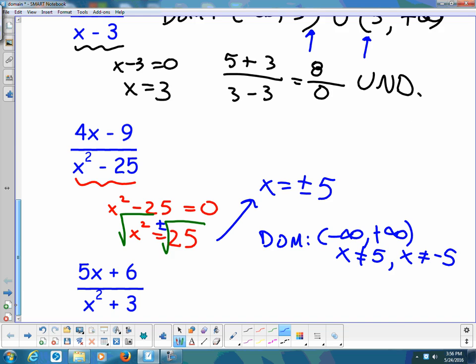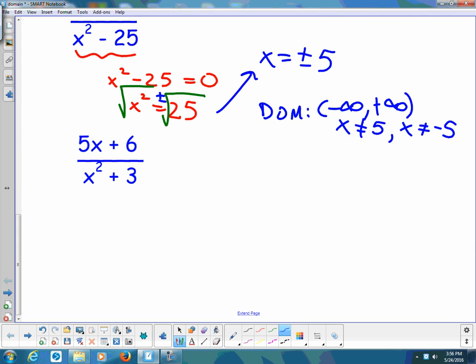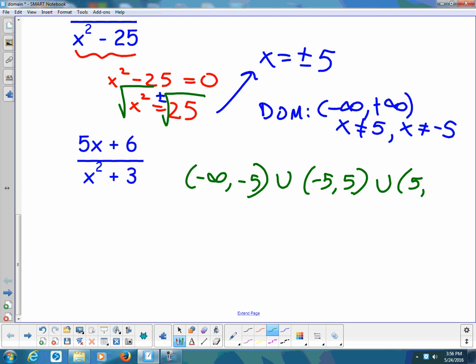Now, if we were going to write this with proper interval notation, we would really write it negative infinity to negative 5 with the parentheses to show that we don't want to include that. All right, union with everything from negative 5 to positive 5, union with 5 all the way to positive infinity. Okay, we always use parentheses with the infinities.